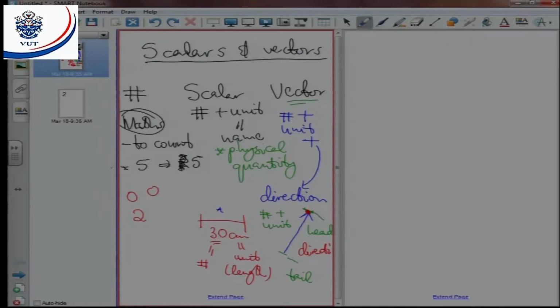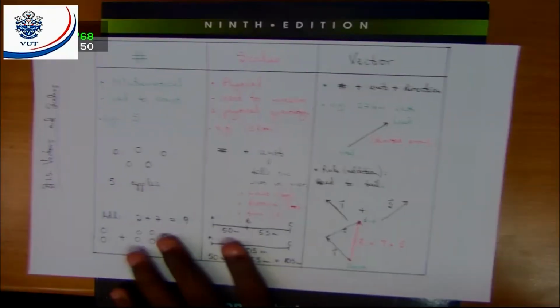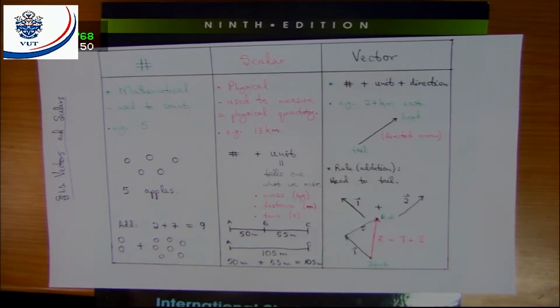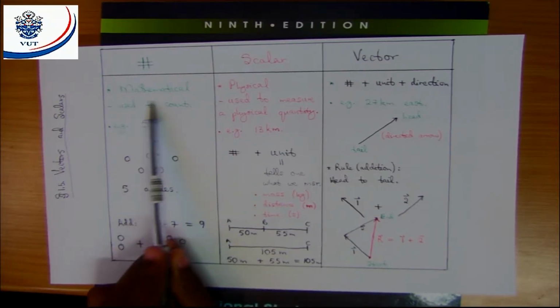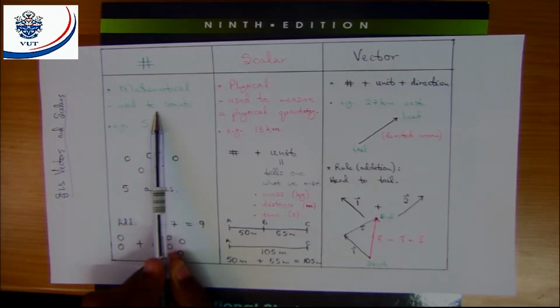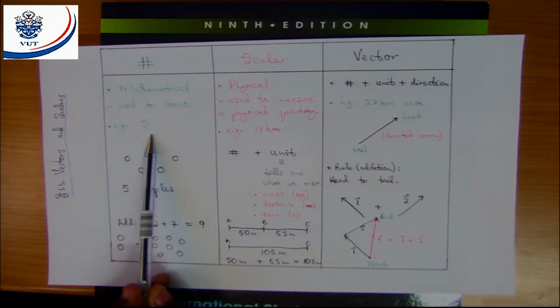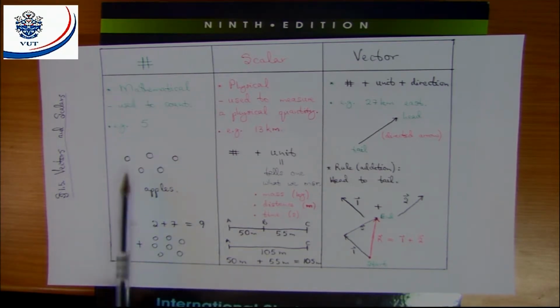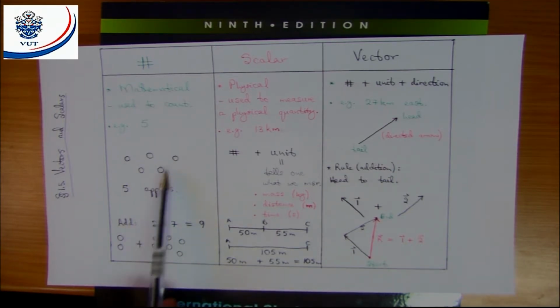Okay, so just to show you a nice summary of what I'm talking about. What we have now is, we said a number is a mathematical object and it's used to count. An example would be 5. So for example, we can say we have 1, 2, 3, 4, 5 apples. I just counted them out, and that's the number of apples. That's just a mathematical object.